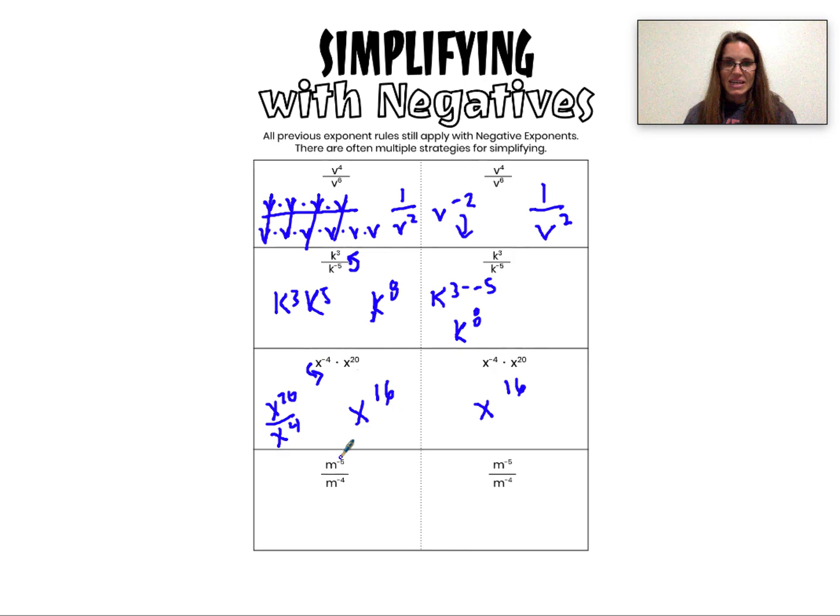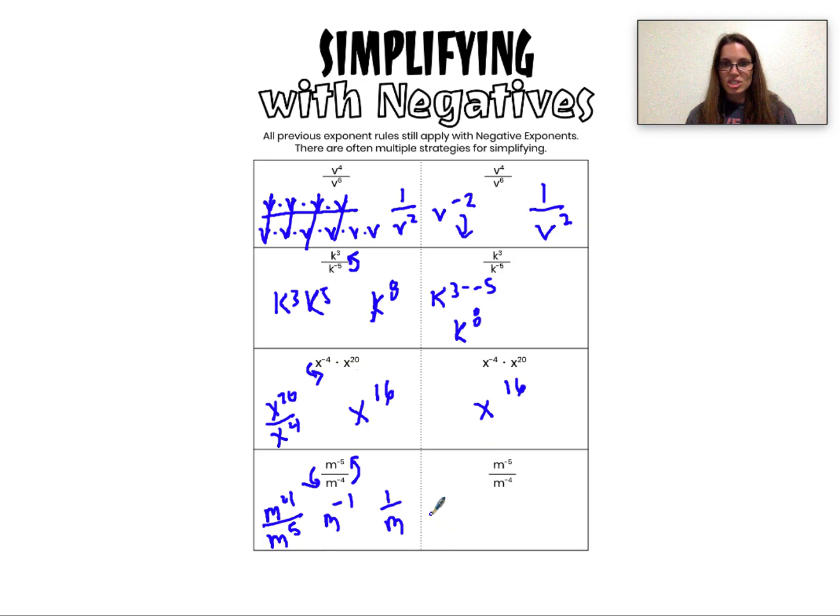Here we have m to the negative 5th divided by m to the negative 4th. I like the arrowing. That gives me m to the 4th divided by m to the 5th. M to the 4th divided by m to the 5th is m to the negative 1, 1 over m.